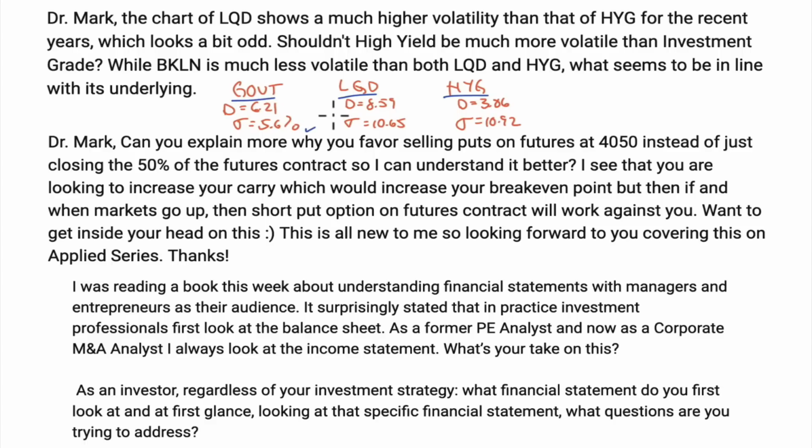Government bonds has a very low volatility, 5.6. LQD and HYG, this is the last 3 years, have pretty much the same volatility. Look at the difference here. LQD has a duration of 8.59. HYG has a duration of 3.86.